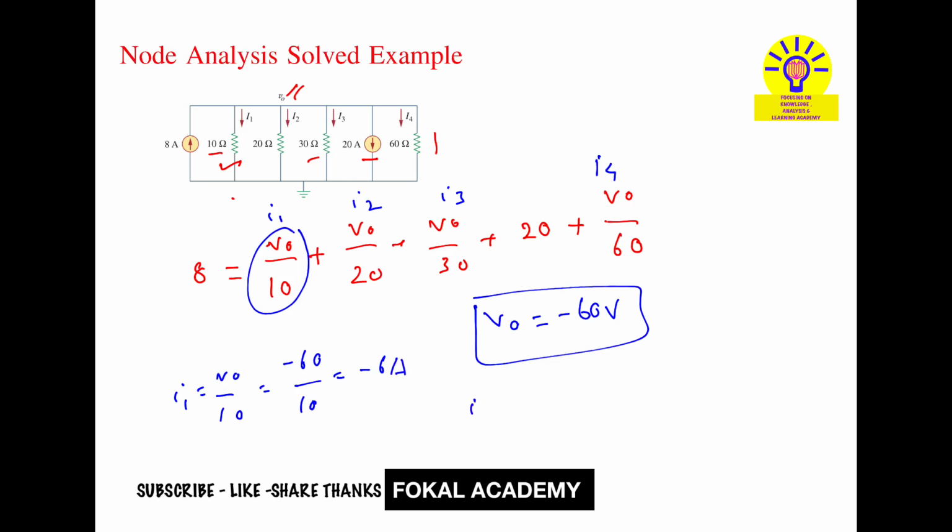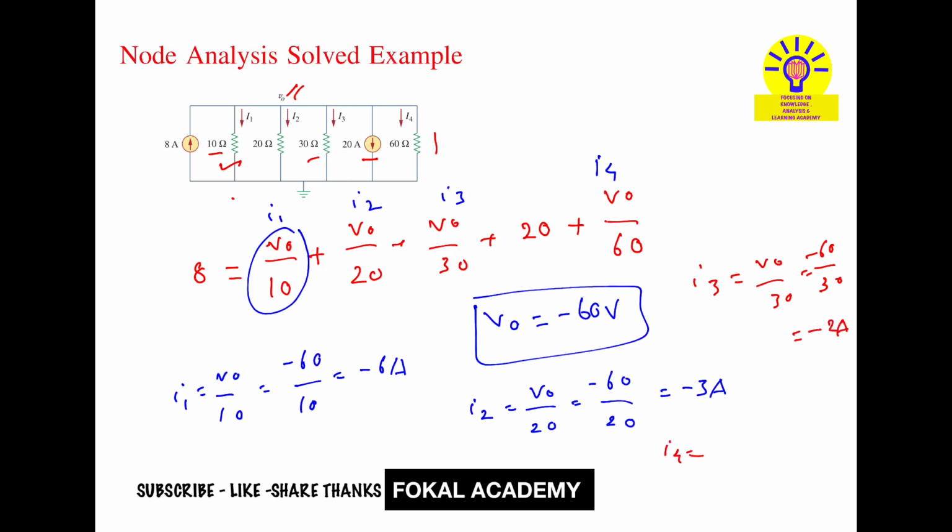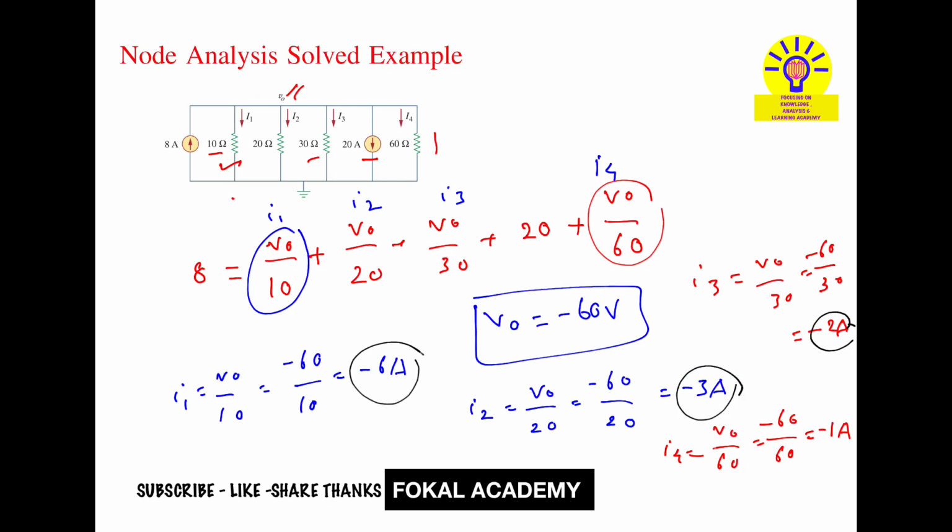Similarly I2 equals V0 by 20, that is minus 60 by 20, which equals minus 3 amperes. Similarly I3 is equal to V0 by 30, that is minus 60 by 30, which equals minus 2 amperes. I4 is the last one, that is V0 by 60, that is minus 60 by 60, nothing but minus 1 ampere. So minus 6 amperes, minus 3 amperes, minus 2 amperes, minus 1 ampere are the corresponding I1, I2, I3, I4.